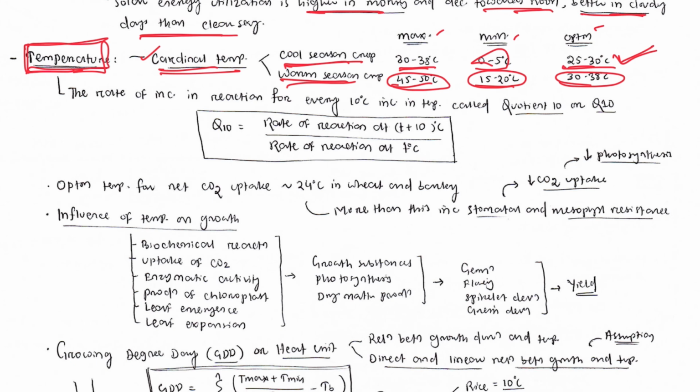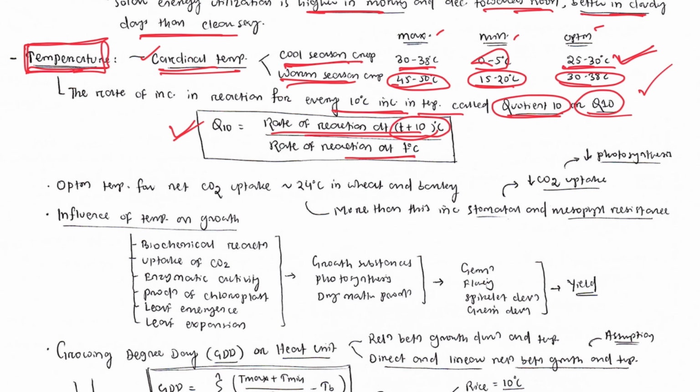The rate of increase in reaction for every 10 degrees Celsius increase in temperature is called quotient 10, or Q10. What is Q10? It is frequently asked in competitive exams. Q10 is the rate of increase in reaction for every 10 degree increase in temperature. So Q10 is equal to the rate of reaction at T plus 10 degrees Celsius divided by the rate of reaction at T degrees Celsius.